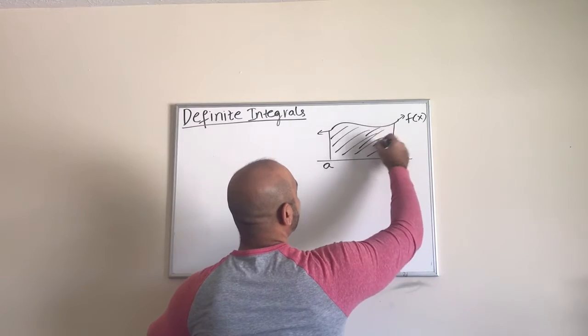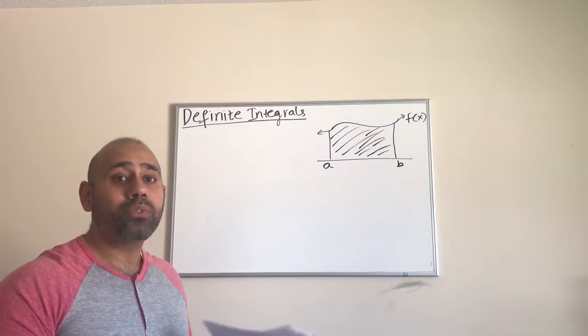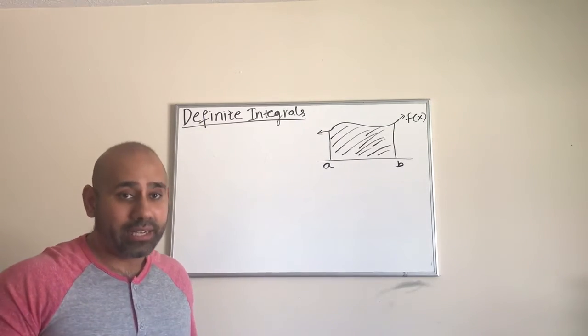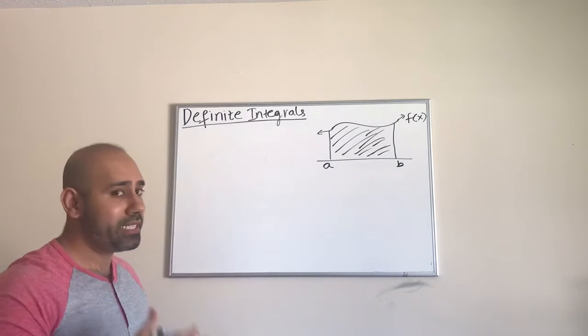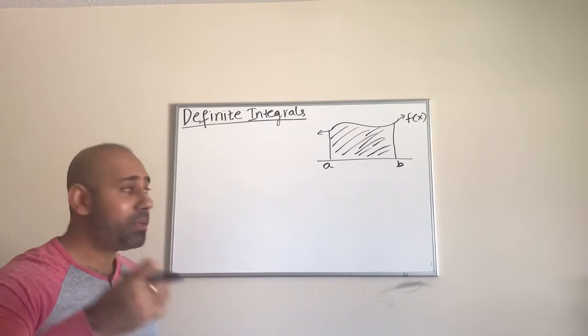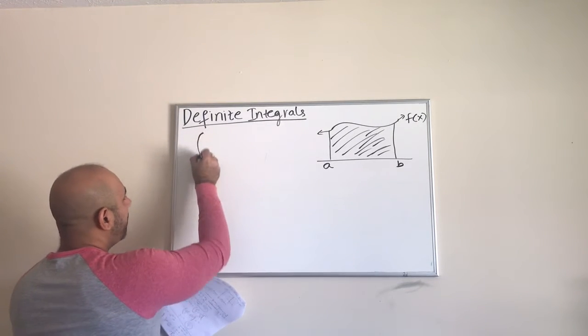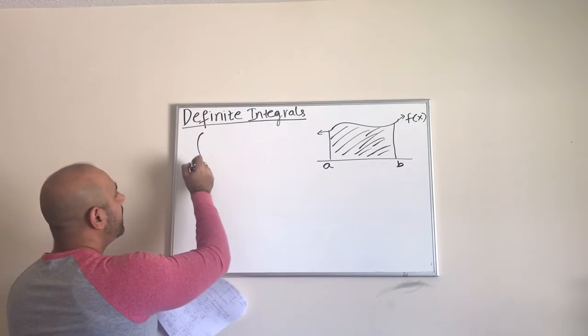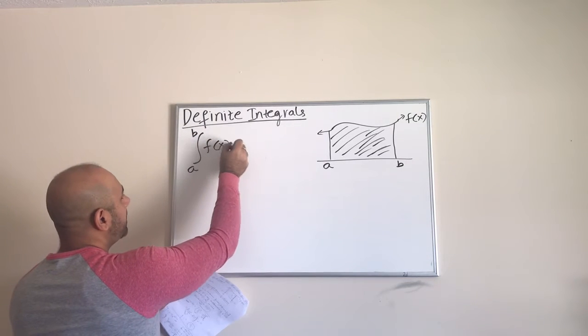To find the area under this curve, obviously there are other ways of doing it, but one of the very efficient ways is to calculate the definite integral. We already know the notation for integrals, so it is basically the same notation, but we only add the lower limit and the upper limit. So the definite integral, which gives us the area under this curve, is the integral from a to b of f of x with respect to dx.